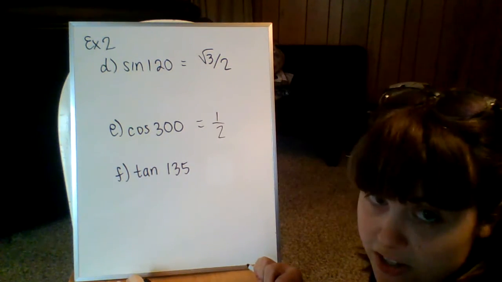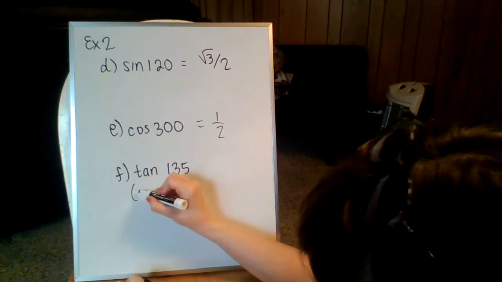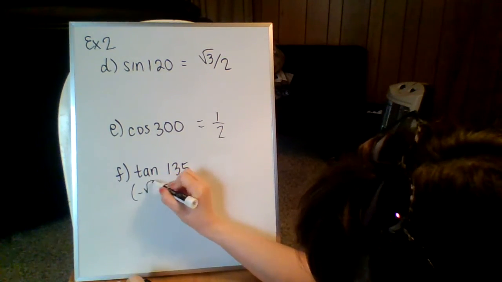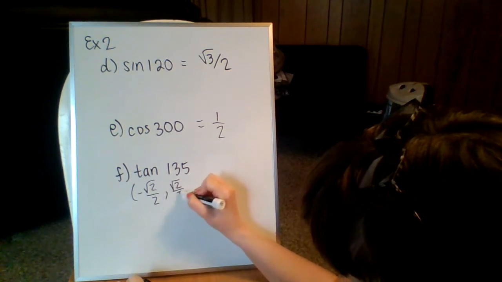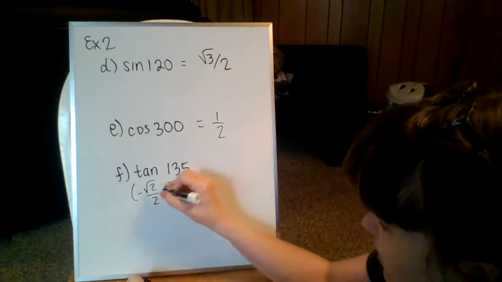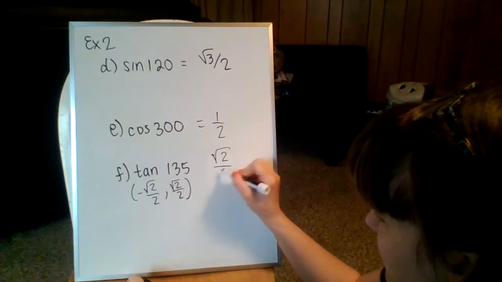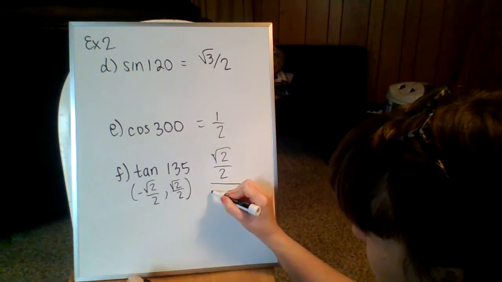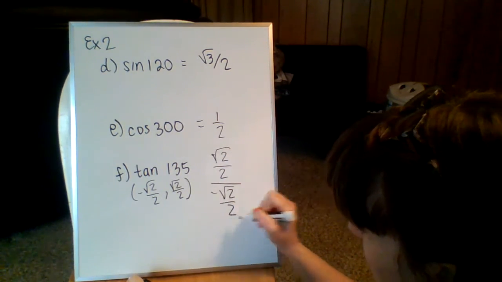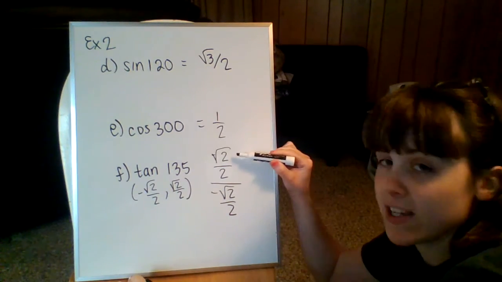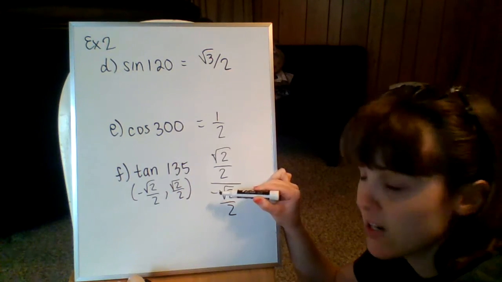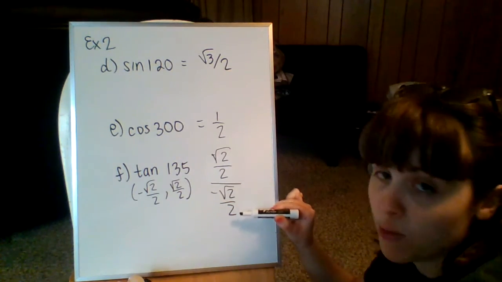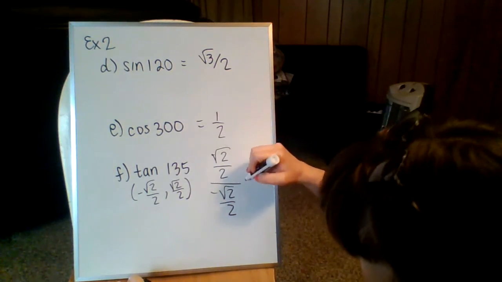We need the tangent. So 135, its coordinate is negative square root 2 over 2, comma, square root 2 over 2. So y over x. So this is what it's going to look like. Essentially, we're taking something and dividing it by itself, but that negative right there is going to make it negative 1.